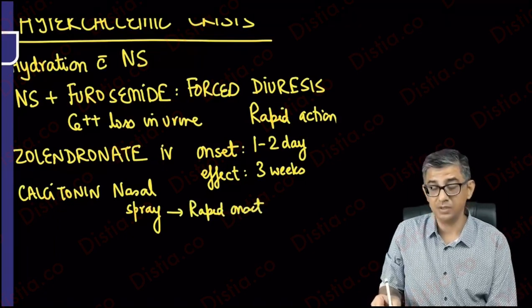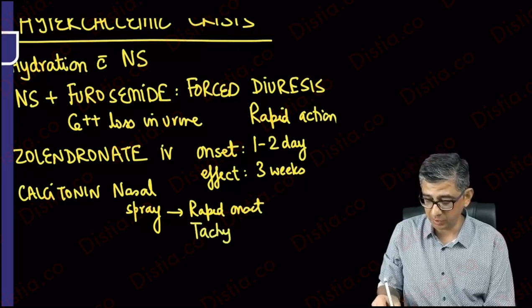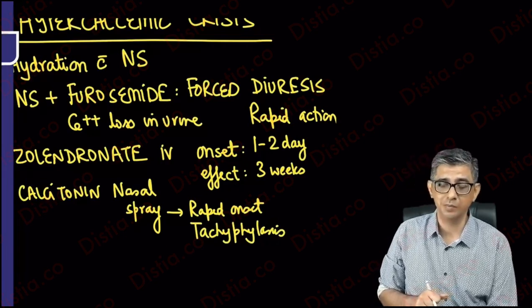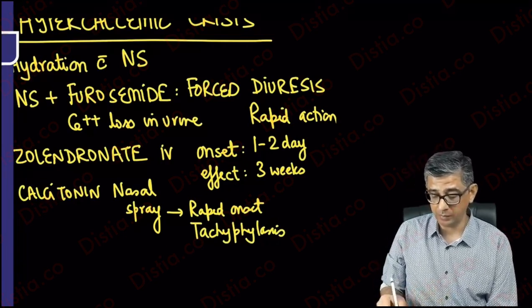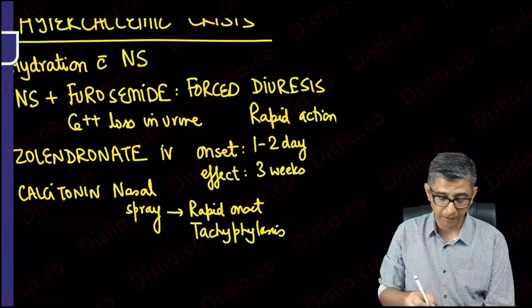But the disadvantage is that there is a development of tachyphylaxis, which means that there would be a tolerance developing very soon. As a result of which, I am again not going to call it the drug of choice per se, because yes, it has a rapid onset, but because of tolerance, the effect would not be very sustained.